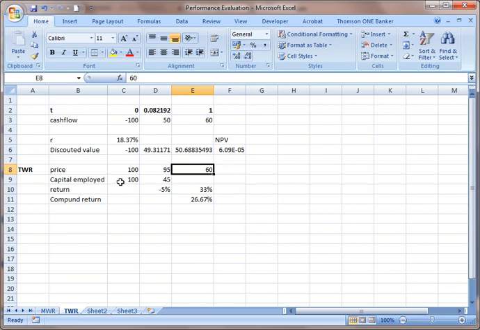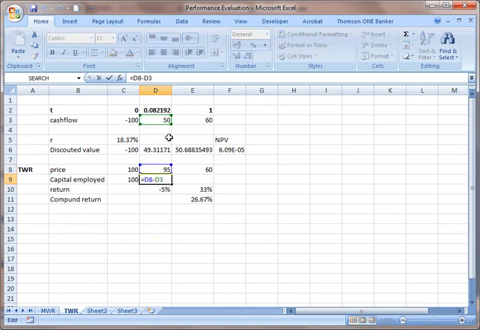How much capital did we actually invest? Initially we invest 100, and after the withdrawal we actually invest 45. Why is that? It's because our portfolio at that moment in time is worth 95, and we withdraw 50 from there, so we employ 45 from that onward to the end of period 1.